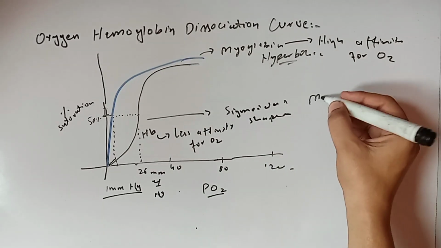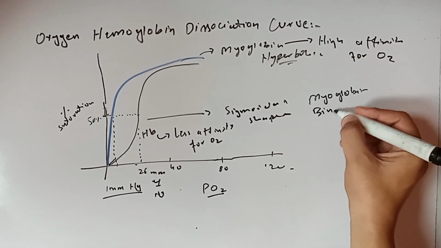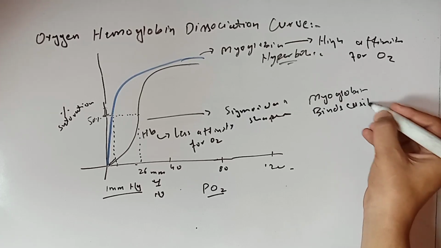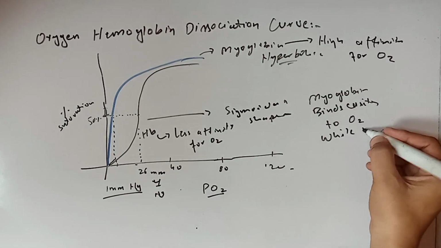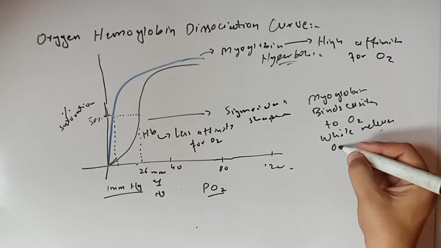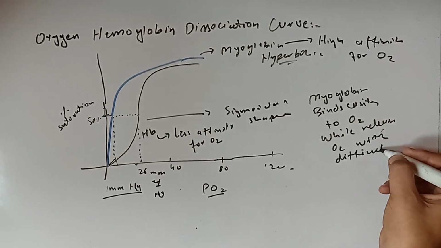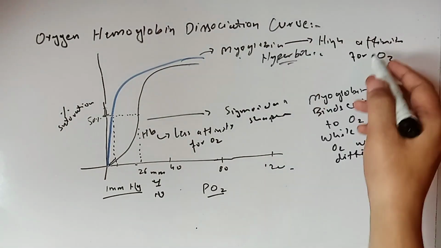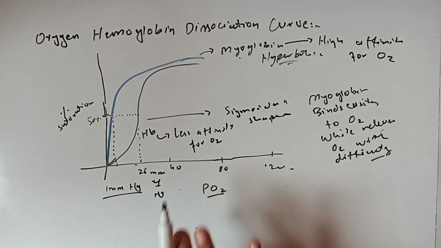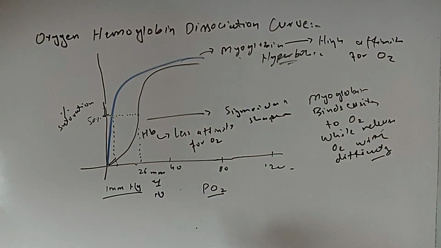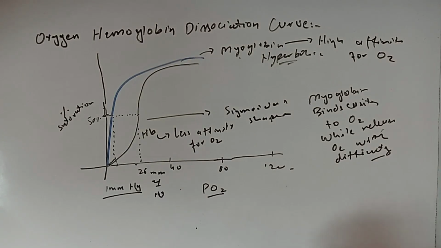So myoglobin binds easily to oxygen, while it releases oxygen with difficulty because it has high affinity for oxygen. Hemoglobin has less affinity compared to myoglobin, so it binds with some difficulty. However, it releases oxygen more easily as compared to myoglobin.